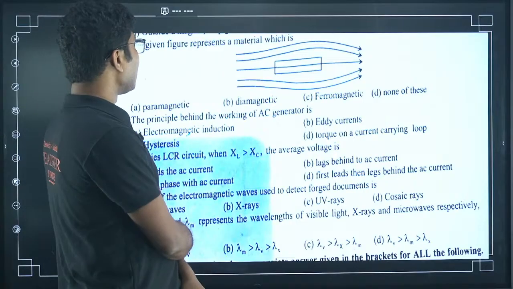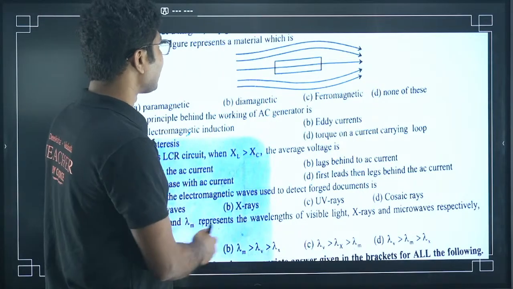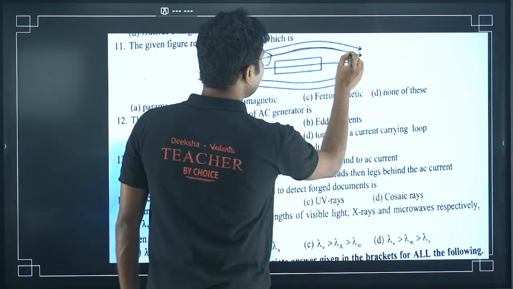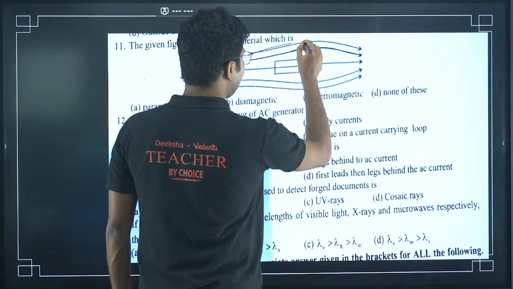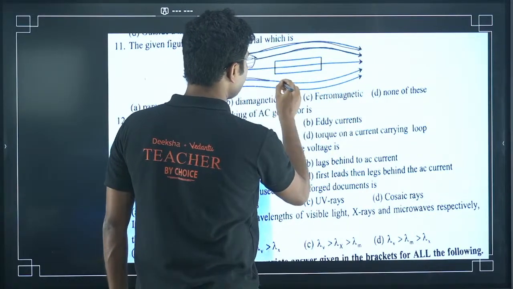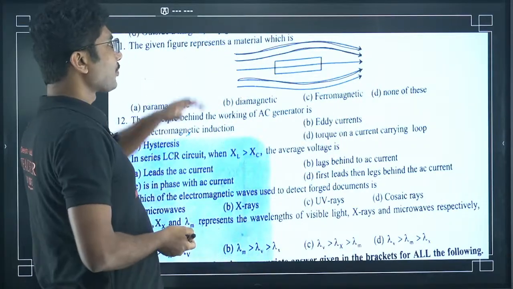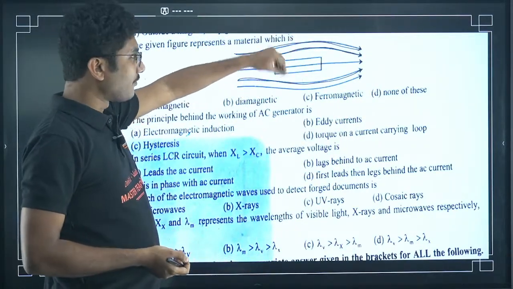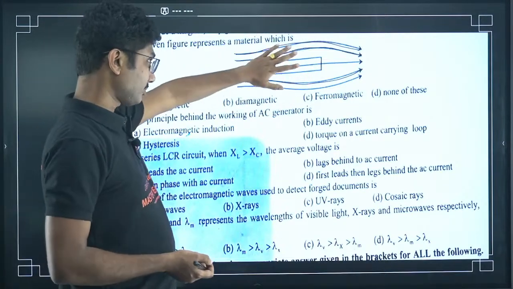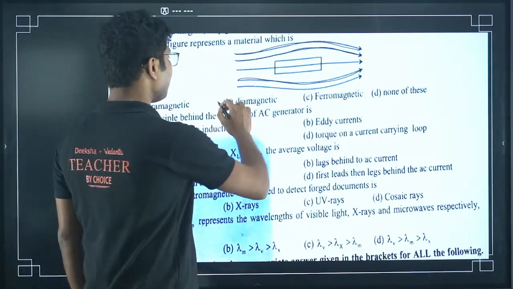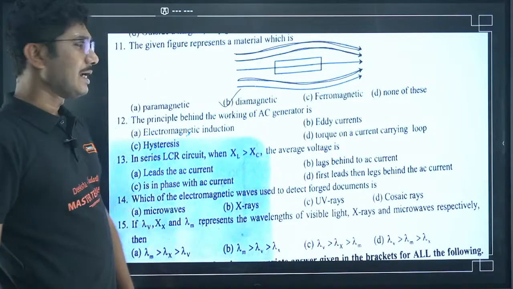The given figure represents a material which is, as you can see, the magnetic field lines are weakly repelled. This is getting slightly repelled because of the repulsion. It is going outward. If it was going inward, that would mean attraction. Very strong attraction means everything will be inside the material. But this is a slight repulsion, that means it is a diamagnetic material.